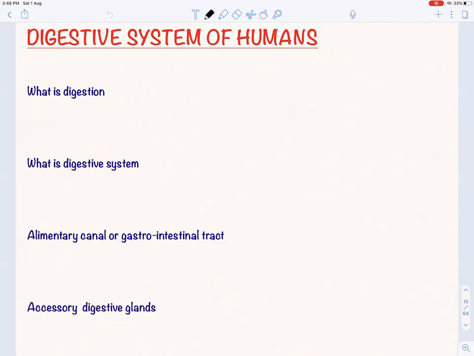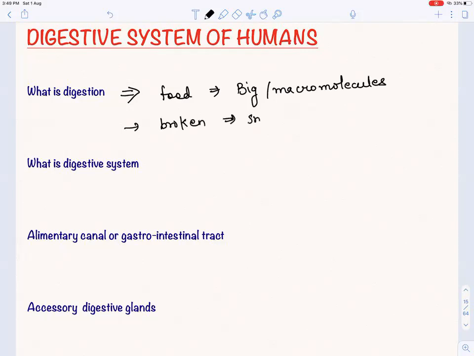So what was digestion? Just quickly we will revise it. The food that we eat are big molecules or macromolecules. So they need to be broken down into smaller molecules, right? Smaller molecules for what? For better absorption and assimilation, so that the body cells can absorb, right? And this is digestion.